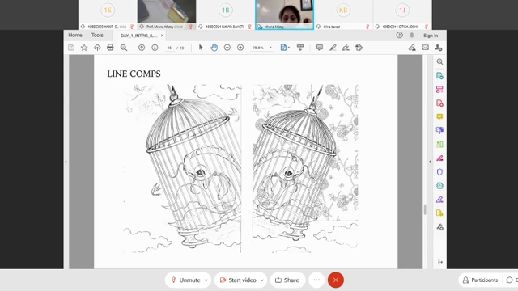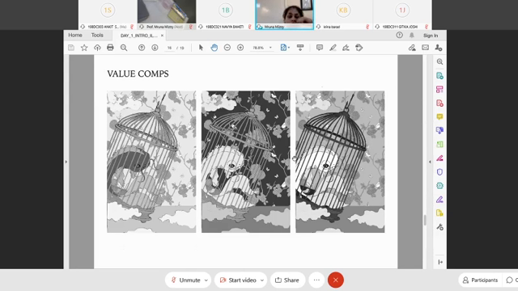Then I do value studies. Now, do you know what value studies are? Value studies? Grayscale. Yes, ma'am. Grayscale what? Can you explain to me? I don't know how to explain, but if there's a fish, it's about adding more value to it or reducing it to see.